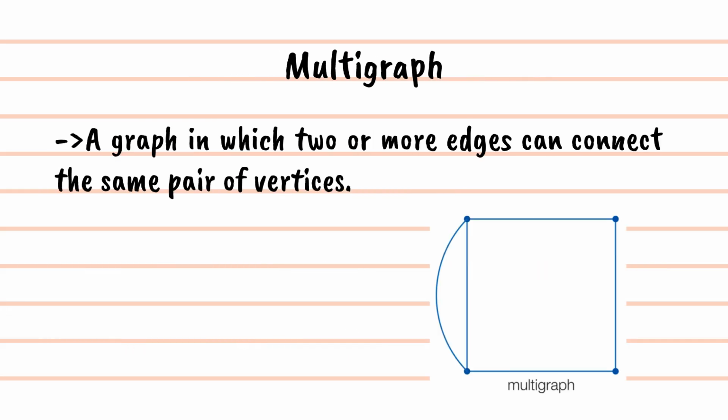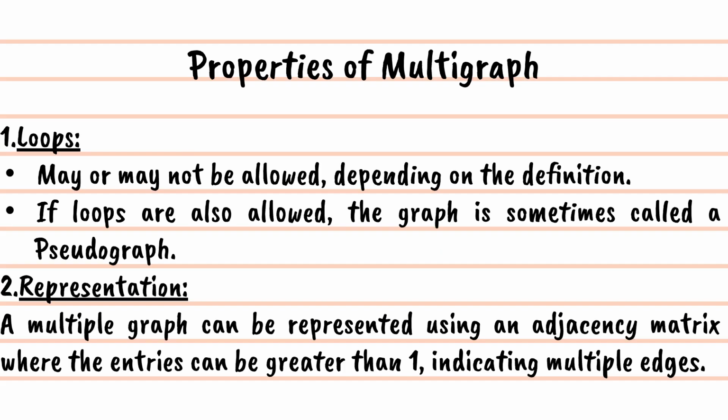A multigraph is a graph in which 2 or more edges can connect the same pair of vertices. In a multigraph, loops may or may not be allowed. If loops are allowed, it is sometimes called a pseudograph. Multigraphs can be represented using an adjacency matrix where entries greater than 1 indicate multiple edges.